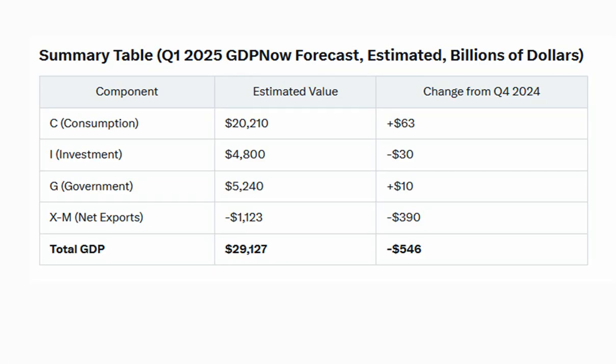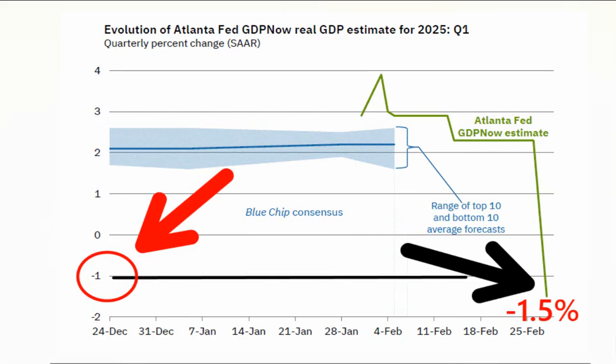On Friday, we got a new estimate from the Atlanta Fed that GDP is possibly going to come in negative in the first quarter for 2025. Here's the formula, the calculation for GDP, which is showing the weakness. Let me show you the Atlanta Fed. Now here it is. Here is the estimate. It is at negative 1.5%. We're in negative territory here.